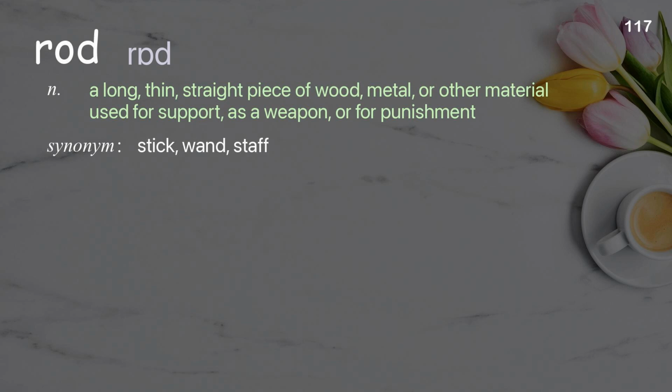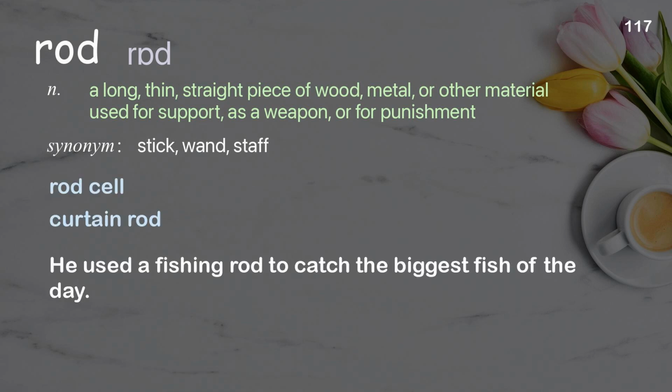Rod. A long, thin, straight piece of wood, metal, or other material used for support, as a weapon, or for punishment. Examples: Rod cell. Curtain rod. He used a fishing rod to catch the biggest fish of the day.